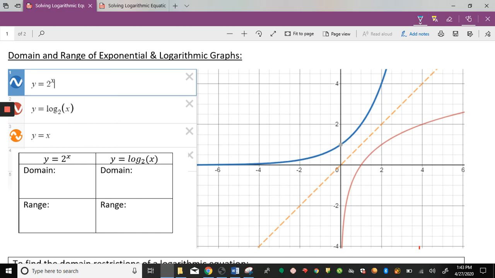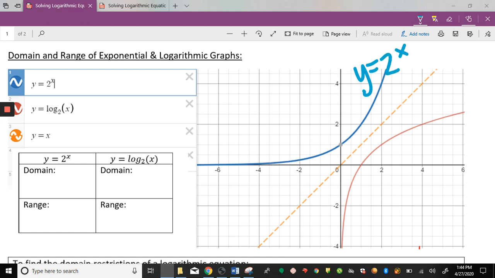All right, so I want to take a second to review when just generally finding domain and range of exponential versus log functions that we talked about a couple days ago. So I have technically three functions graphed. To the right, this is what you would put in Desmos. The first one is y equals 2 to the x. That's in blue, but I'll write that here.